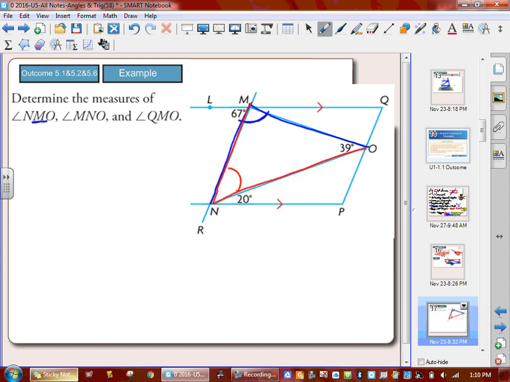And then my third one is QMO. So where's my Q? Q to M to O. So I want that one there. All right. So I've got all three parts labeled. First thing we should do, since we have parallel lines, is find our Z's. Okay? So let's find a Z first.